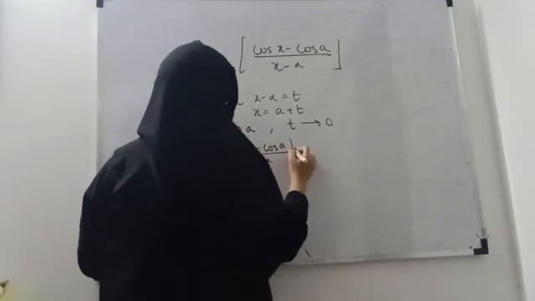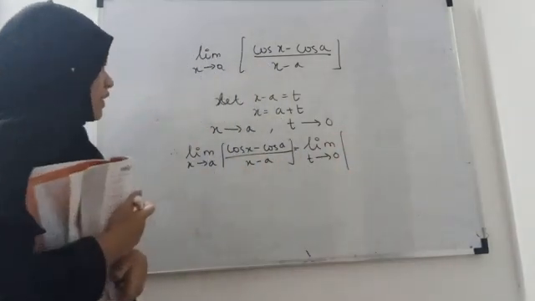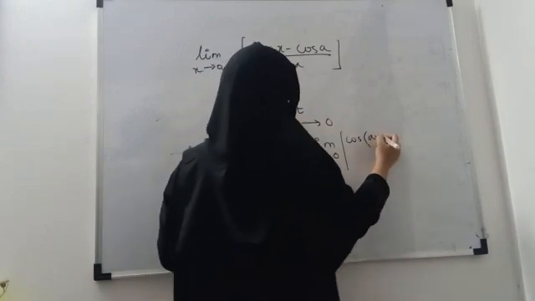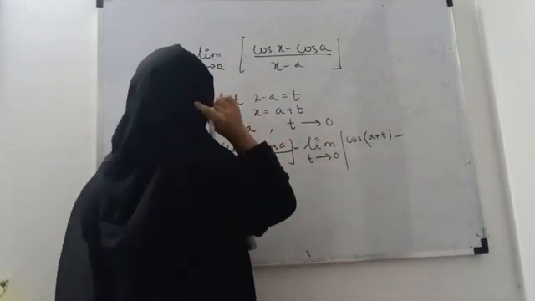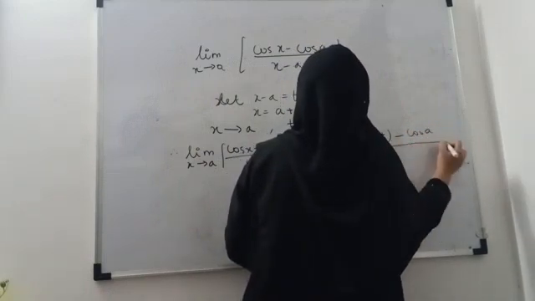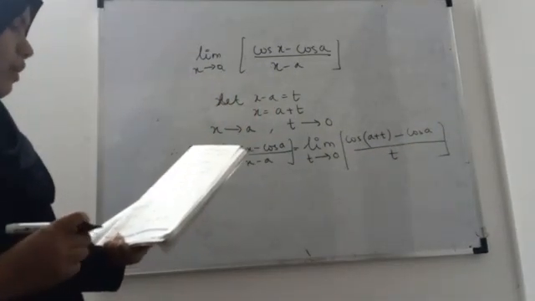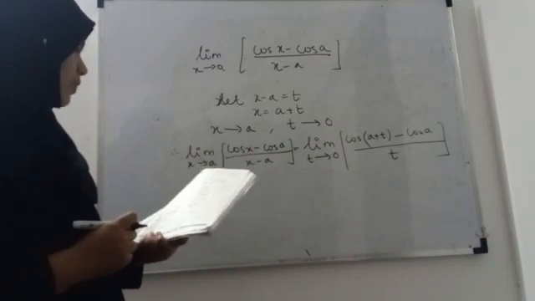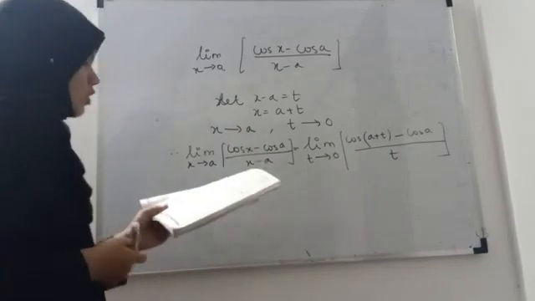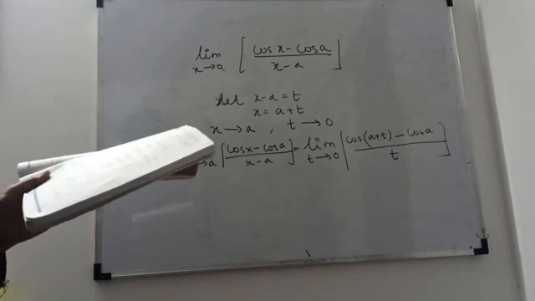So therefore this will become limit t tends to 0. Okay, we will substitute the new variable. Cos of x is what? Cos of a plus t minus cos a as it is, divided by t. Okay, cos of a plus t minus cos a upon t. Now we know that cos a minus cos b is 2 times sin. We have used that formula. We will use that formula 2 times sin wala.